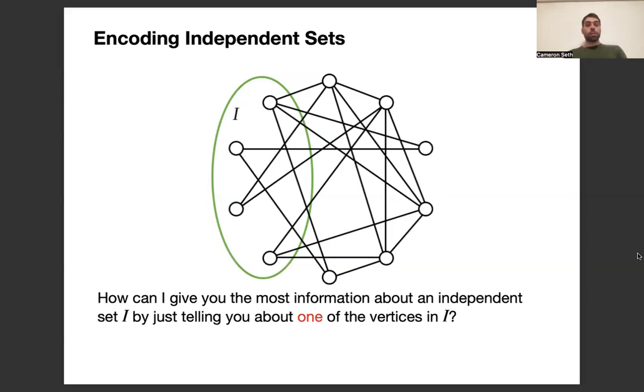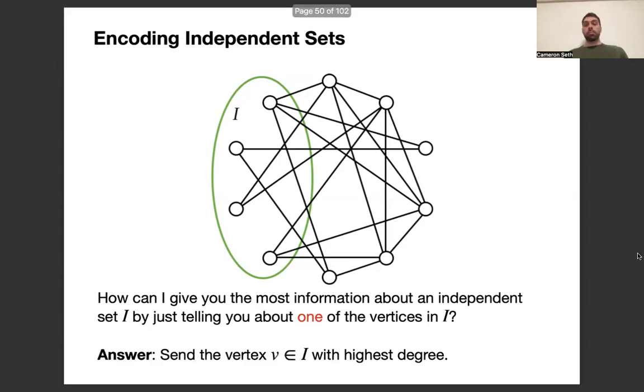If you think about it for a minute, you might think, well, I can only send you one vertex. Maybe I can send you the highest degree vertex in my independent set. Now, why is that useful? If I tell you this vertex, you can immediately rule out all of the neighbors of that vertex from being in the independent set. So this is great. I've told you one vertex and you've ruled out these four vertices.